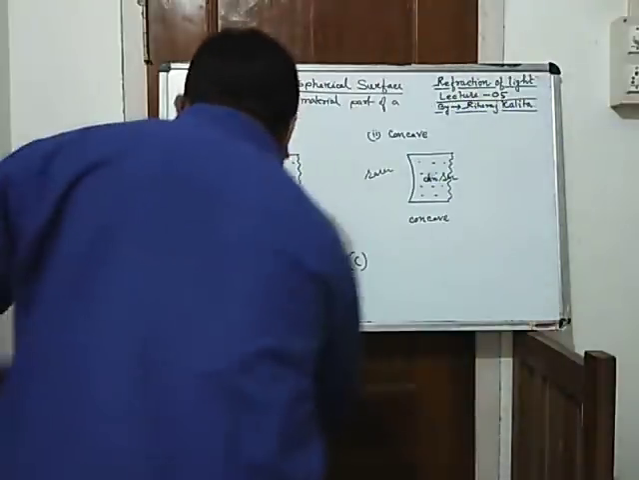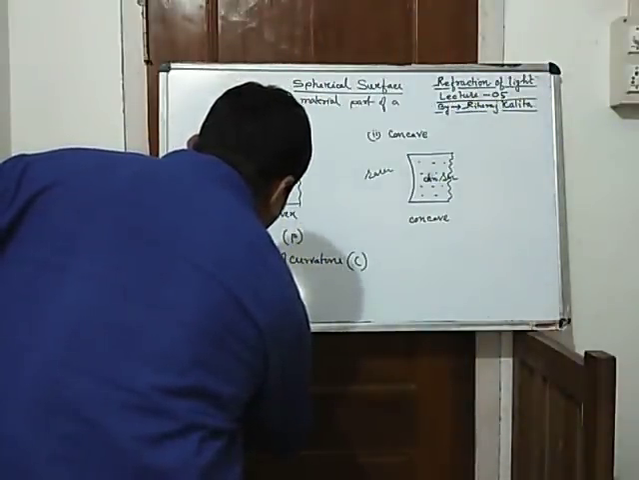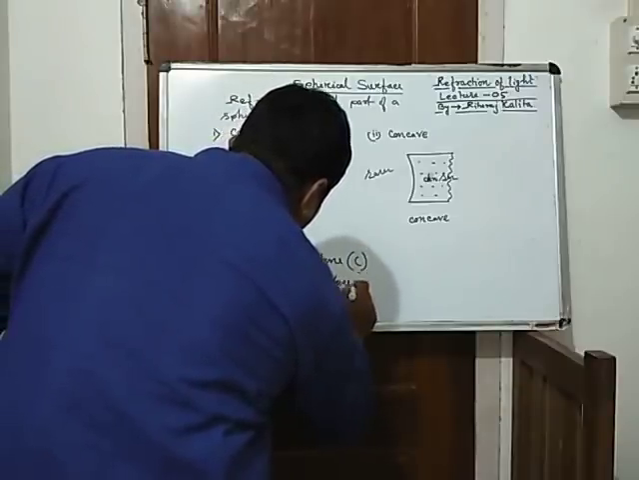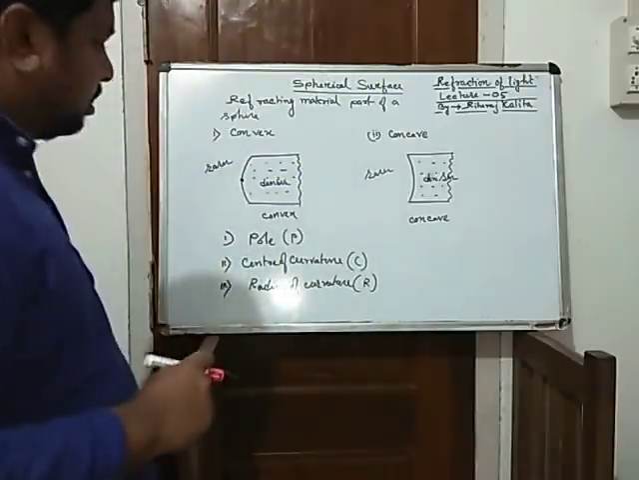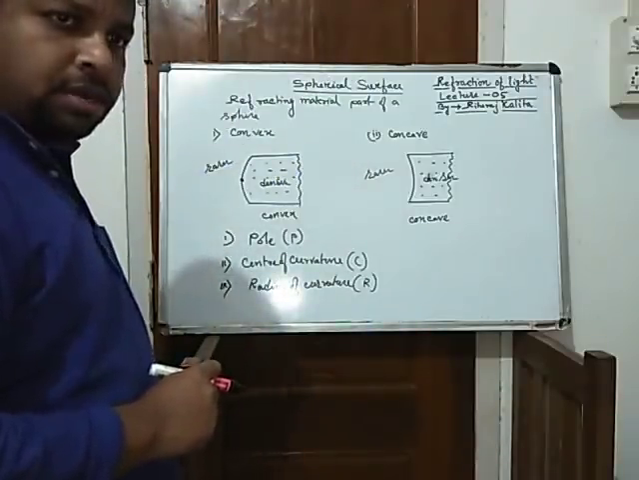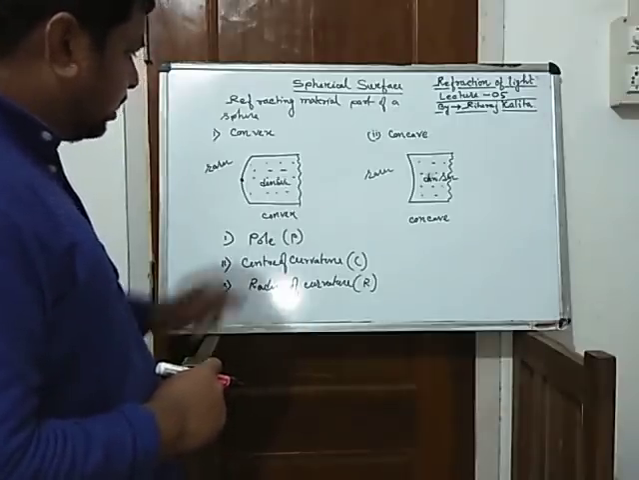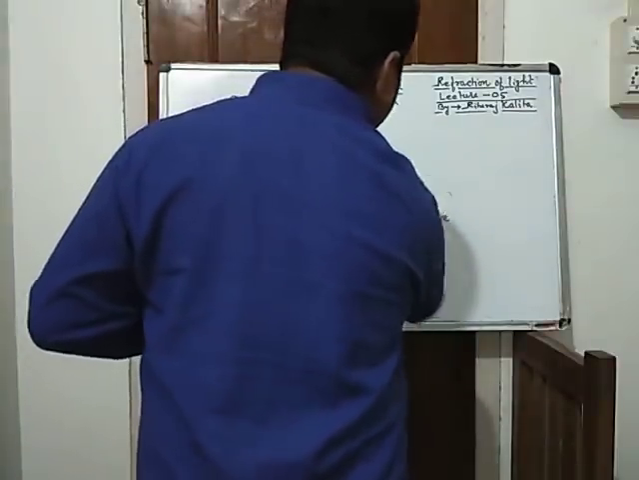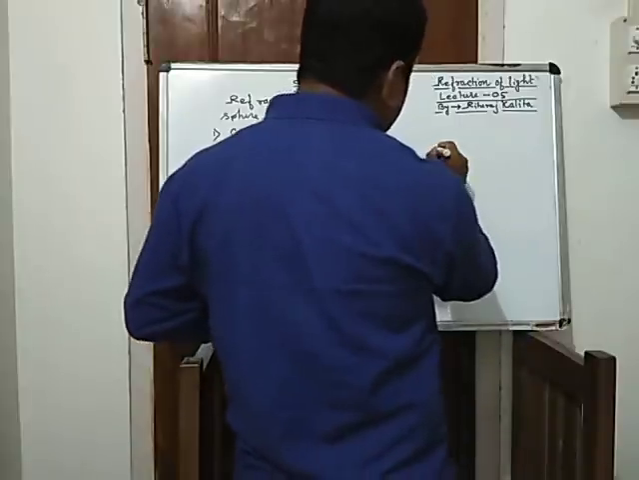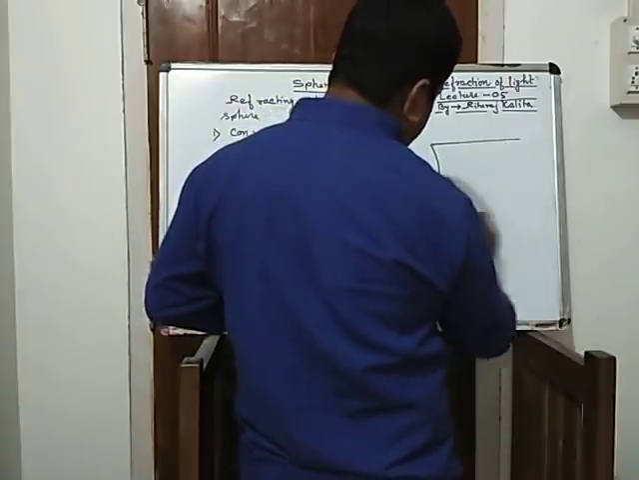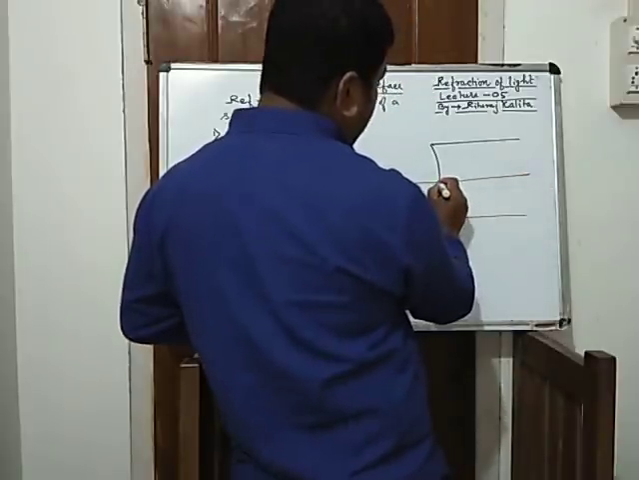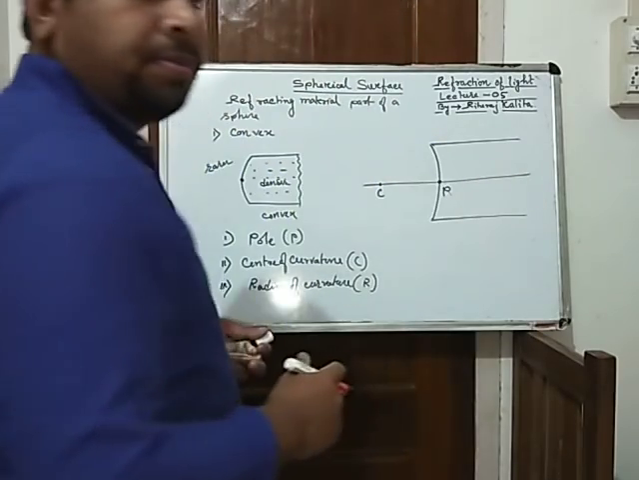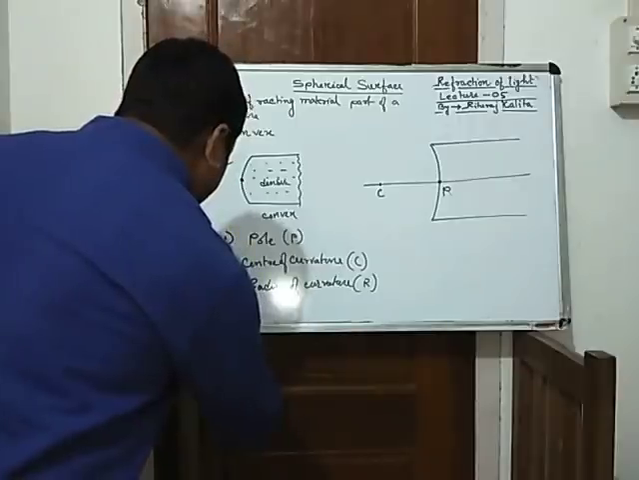So, third point, radius of curvature, that is R. Center of curvature C, radius of curvature R. The axis passing through the center of curvature and pole is known as principal axis. This is pole and this is center of curvature. So this is principal axis. Fourth point.